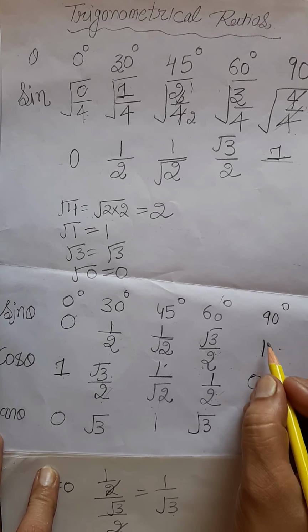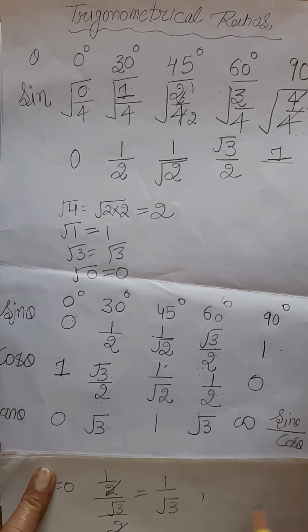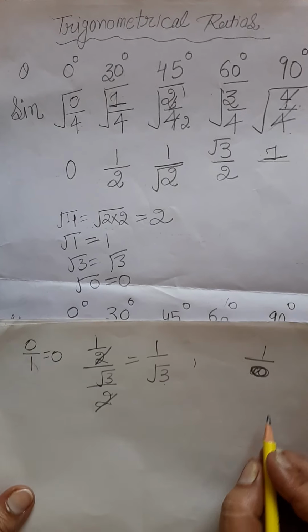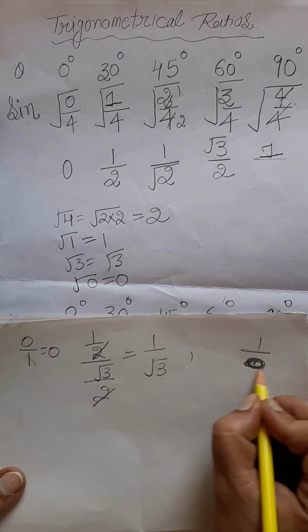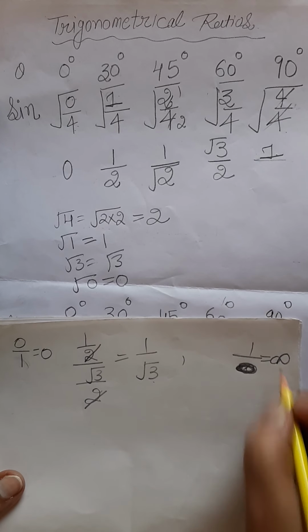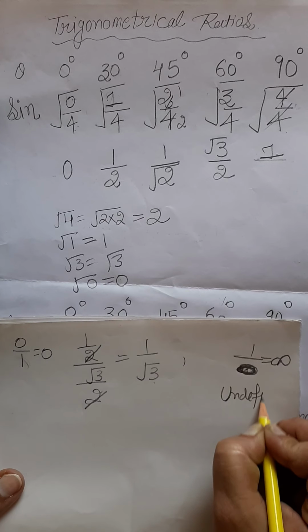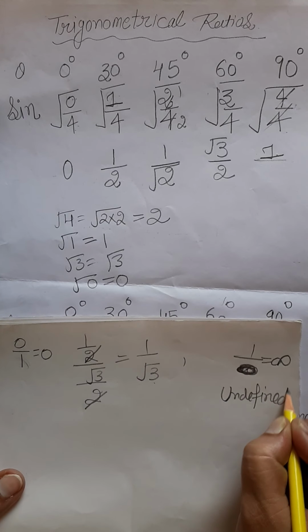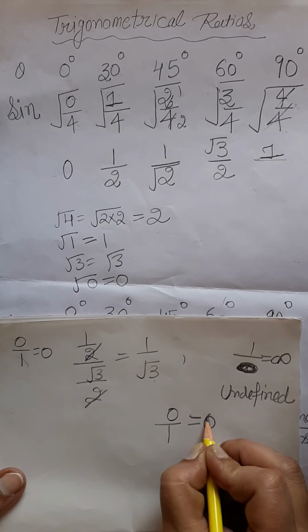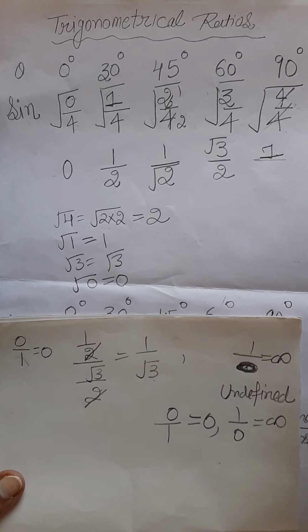And 1 by 0 you get infinity, because when we divide any digit by 0, it converts into infinity. Infinity means an undefined value, which we cannot define. 0 by 1 is equal to 0 and 1 by 0 is equal to infinity.